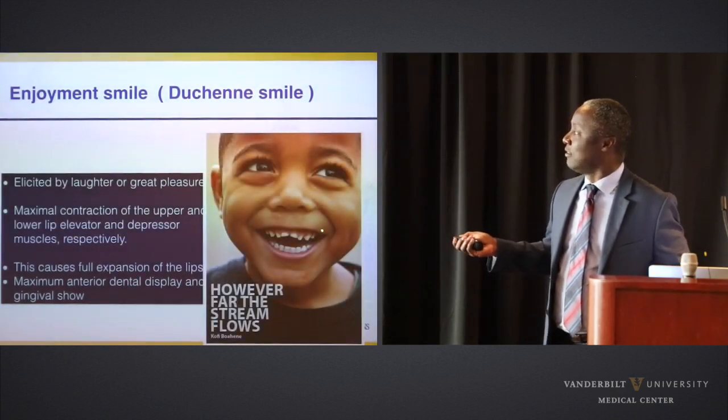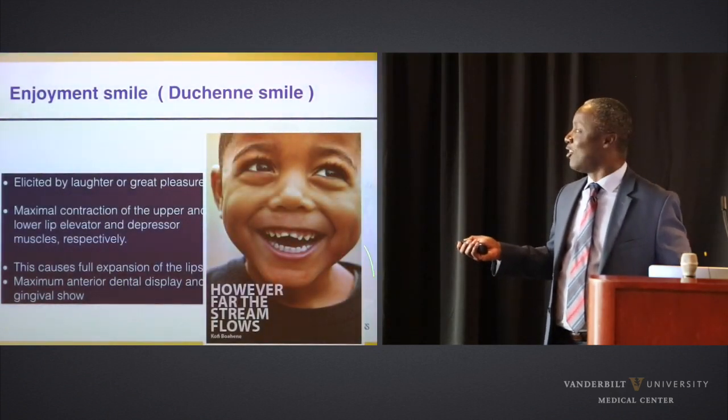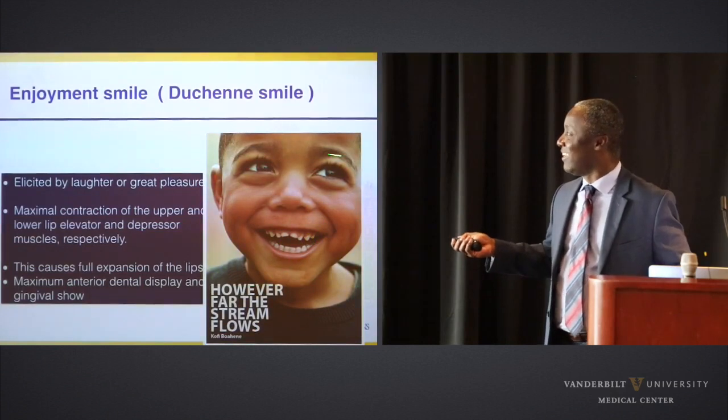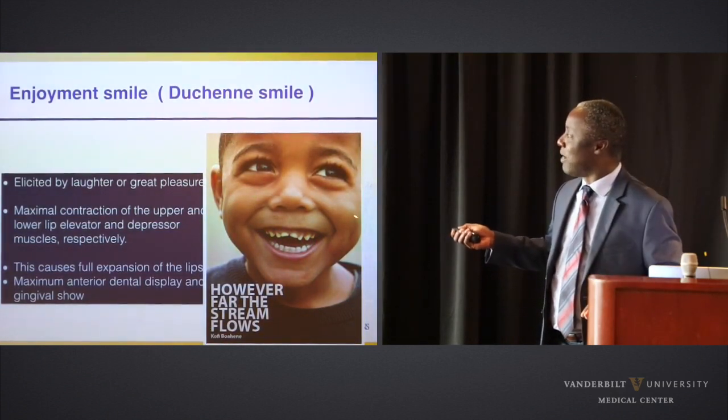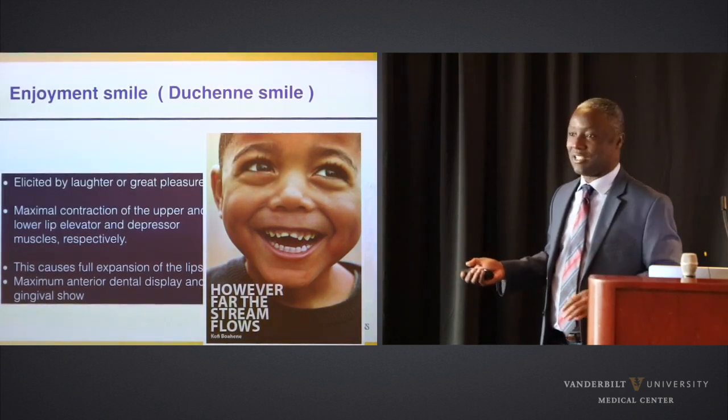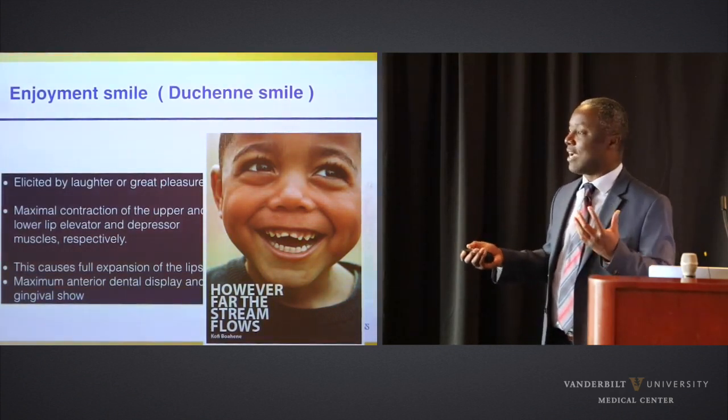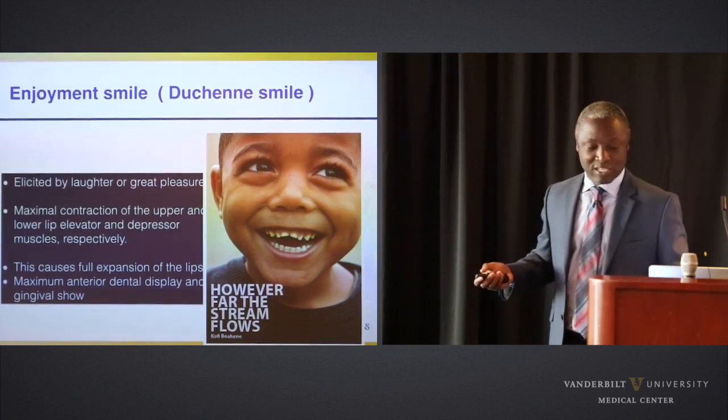The Duchenne smile is the enjoyment smile. I want to see all these bad teeth as long as they are white. I want to see the eyes narrow and become thin. You want to see the cheeks mount up. You want to see the lips positively elevated. This is the picture we have in mind to try to recreate a smile.